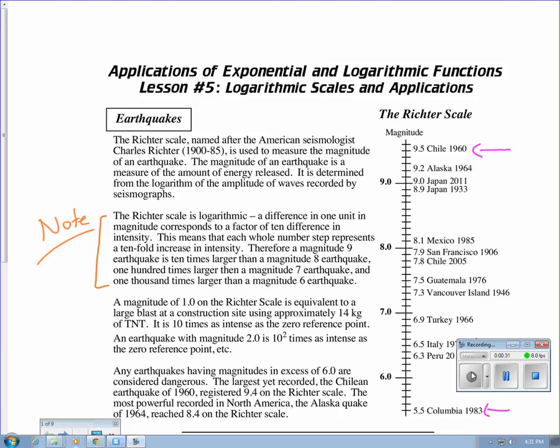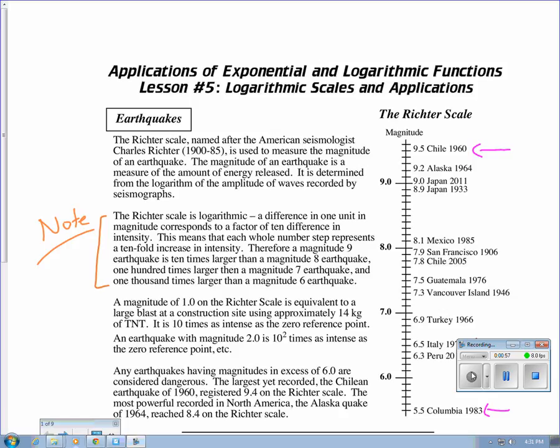A difference in 1 unit on the Richter scale corresponds to a factor of 10 difference in the intensity of earthquakes. That means that each whole number step represents a 10-fold increase in intensity. A magnitude 9 earthquake is actually 10 times larger than an 8, 100 times larger than a 7, and 1,000 times larger than a 6.